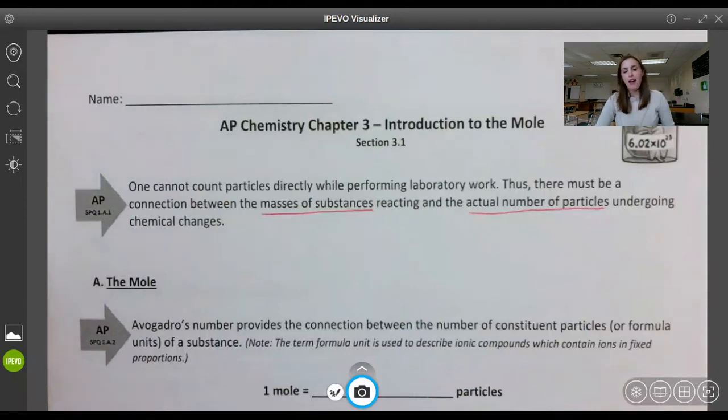We are going to be working on calculations involving the mole. How do we convert between grams and moles? How do we figure out the number of particles in a certain number of grams? And also some multi-step calculations at the end.